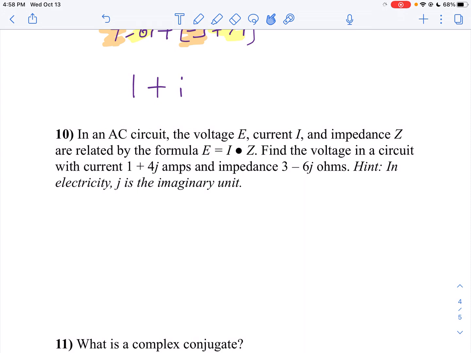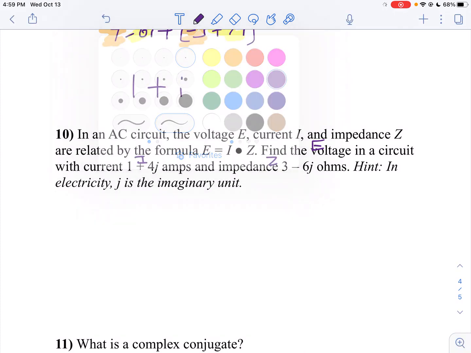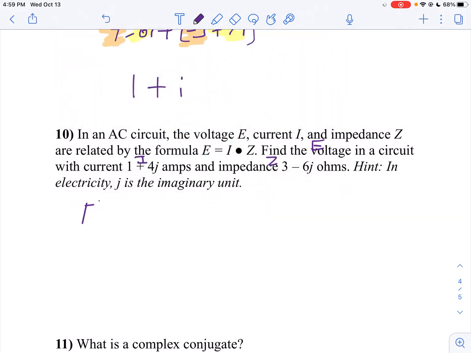Now let's take a look at an application here. It says in AC circuitry, the voltage E, the current I, and the impedance Z are related by this formula, E equals I times Z. So find the voltage. In other words, I want to find the E in a circuit with a current, which is I. That's kind of confusing, but capital I, and an impedance with Z. So to find the voltage, which is E, we're going to multiply I times Z.